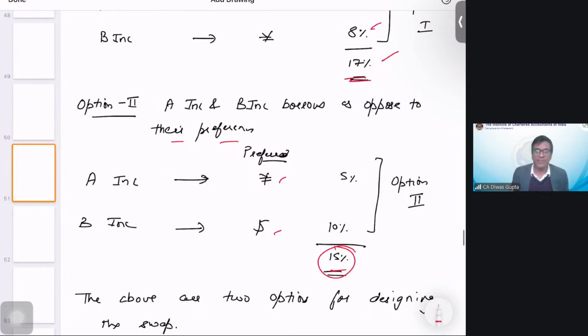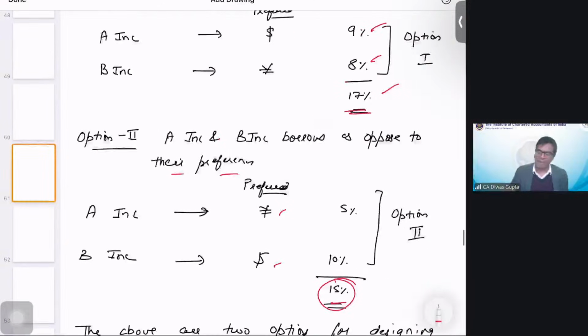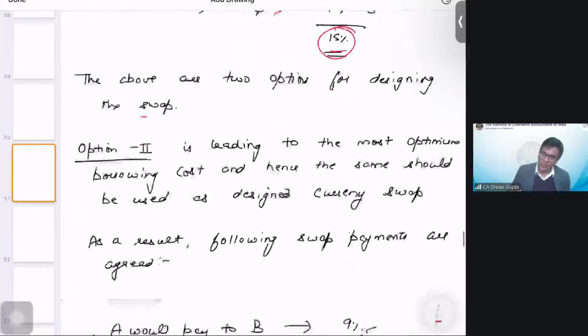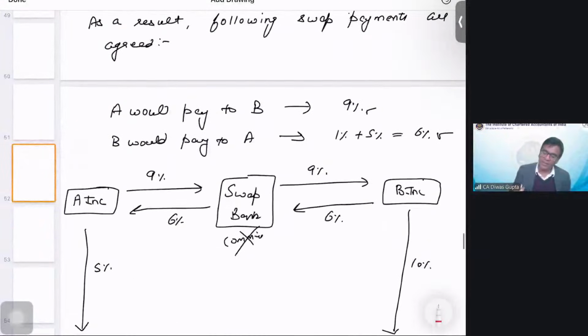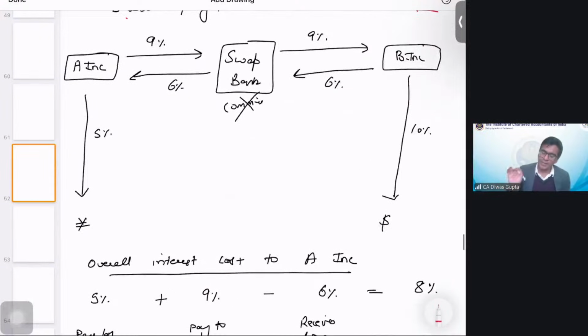Yes, 15, option 2. So the moment you choose option 2, you will have to design a swap, because this is not their stated preference. This is opposite, so you'll have to design a swap. While designing a swap, the question has already told you that B will pay to A 6% and A will pay to B 9%. Clear? So the following will be the swap payments. A will pay to B 9% and B will pay to A 6%. So now see students, this is the swap.